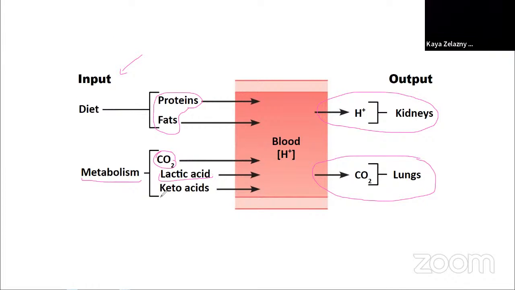And keto acids can also be created. This is basically when we're not breaking down glucose and we're breaking down other compounds, we have a different kind of byproduct of metabolism. Both the cells that are making ATP can ultimately be increasing the acidity of your blood, or the things you're eating directly can be increasing the acidity of your blood. We have these two mechanisms of getting rid of that acidity: the kidneys getting rid of hydrogen ions, or the lungs getting rid of CO2.